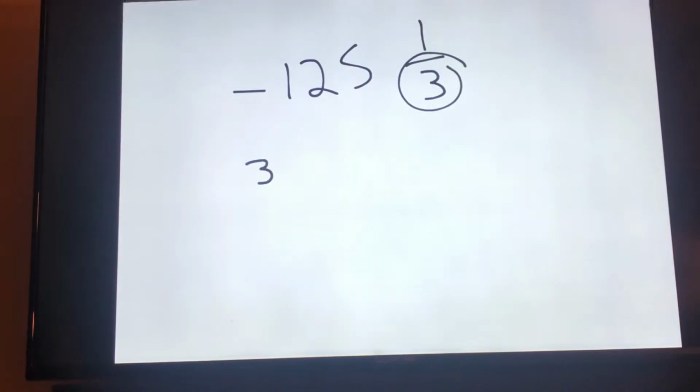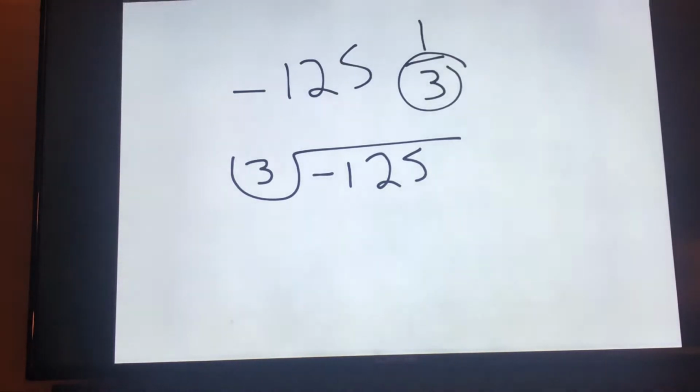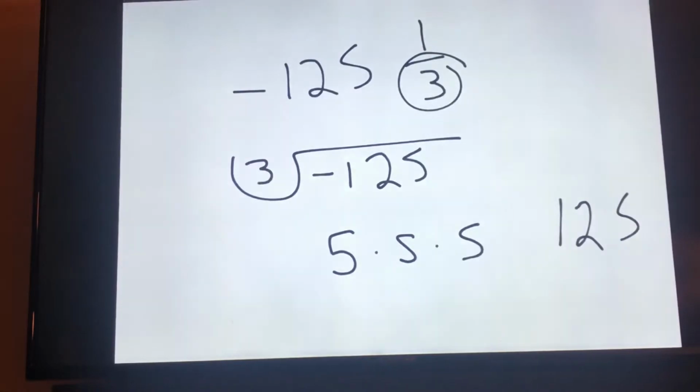Same concept for b. Even though it's a negative, we got -125 to the 1/3. So we're looking at 3. That's going to be our index number. We're going to bring 125 inside a radical. Is there a number that's going to give us 125? So yeah, we can go 5 times 5 times 5 gives us 125, but what was it? It was negative. So -5 would be our answer.